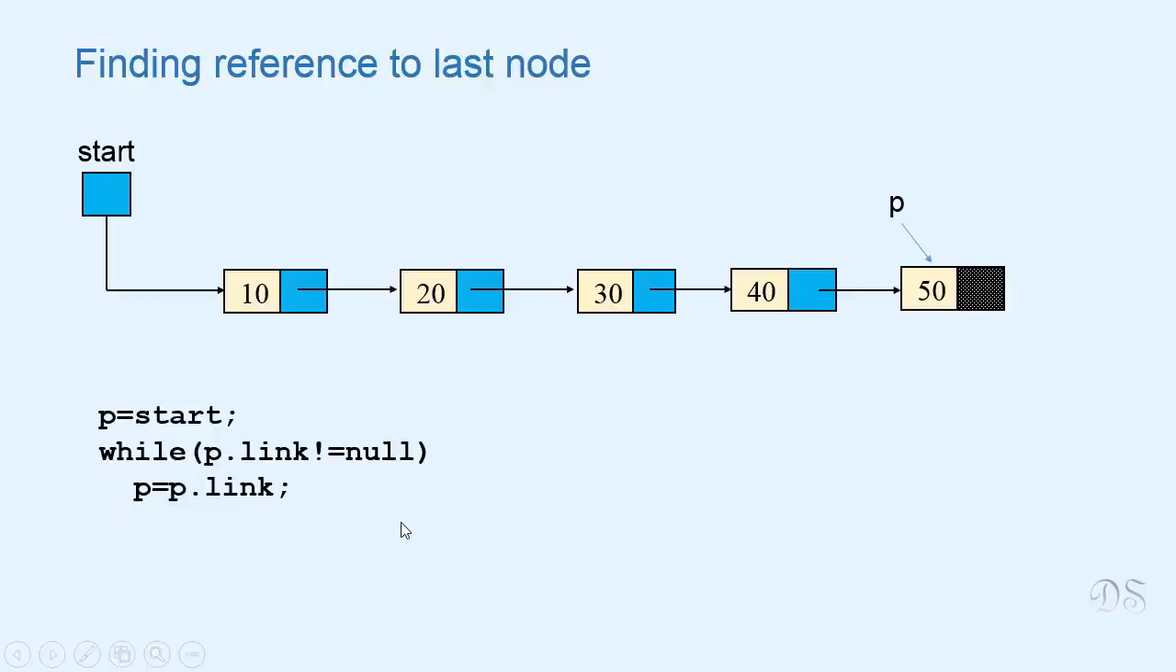This is the code that will give us reference to the last node of the list. While traversing the list, we had seen that the loop condition was P is not equal to null. So there the loop stopped when P became null. Now here the loop condition is P link is not equal to null. So here the loop will stop when P link becomes null. And P link will become null when P refers to the last node of the list, because link part of last node is null. So when this loop stops, P will refer to the last node of the list. So this is how we can find reference to the last node of the list.